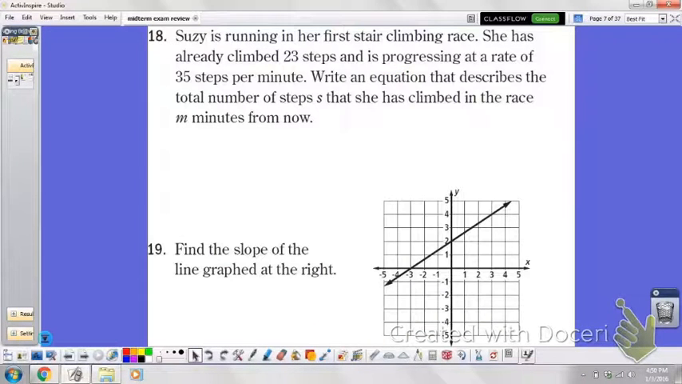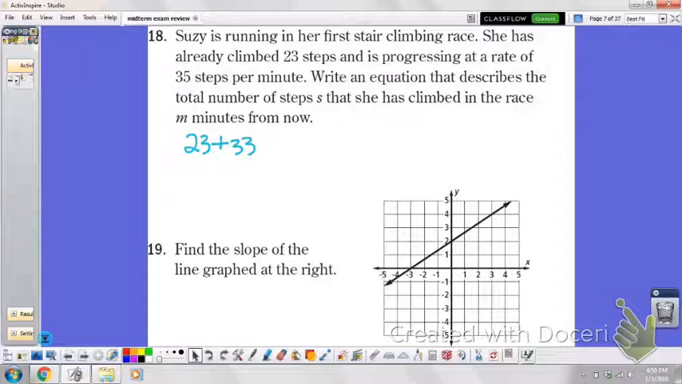Number 18 says Susie is running in her first stair climbing race. She has already climbed 23 steps and is progressing at a rate of 35 steps per minute. Write an equation that describes the total number of steps, s, that she has climbed in her race m minutes from now. So I have to write an equation for how many steps Susie has. So she has already climbed 23 steps, so I know she will have that. And then she is increasing, so plus 35 steps per minute.